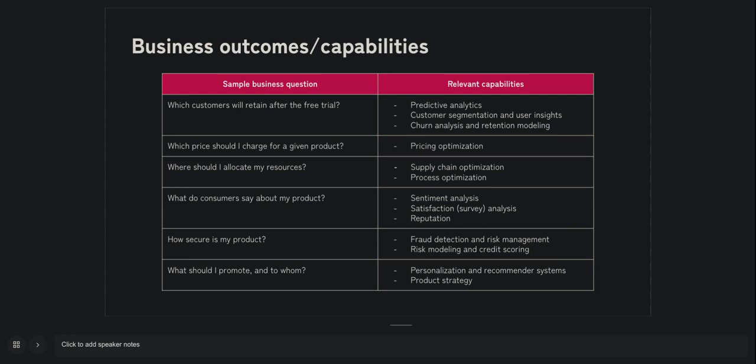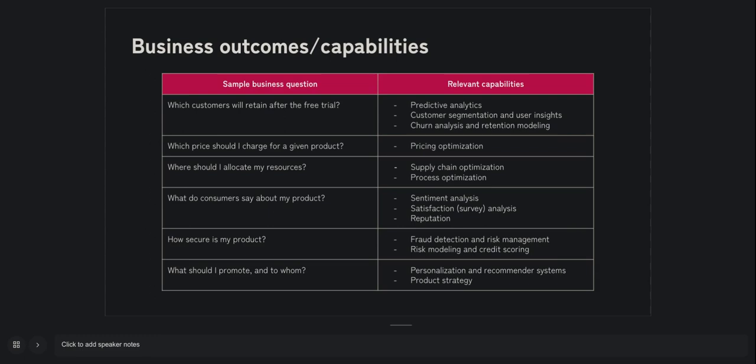Another example you might want to know is, what do consumers say about my product? So focusing on those online reviews, we can do sentiment analysis with natural language processing there, focusing on your reputation, which is based on a lot of reviews or what people are saying on social media, and satisfaction, your CSAT surveys.